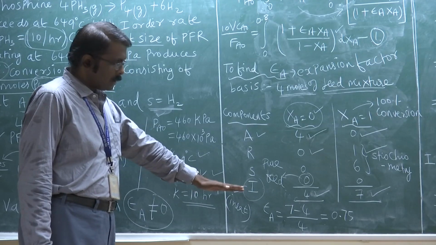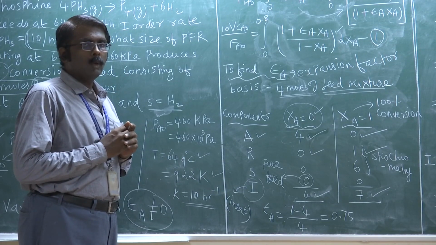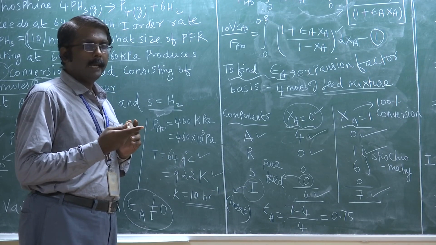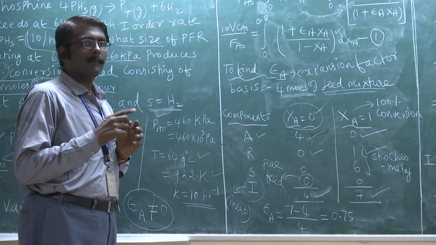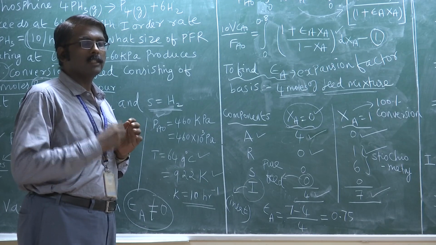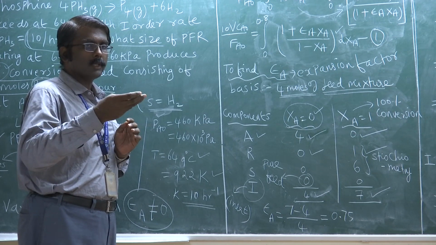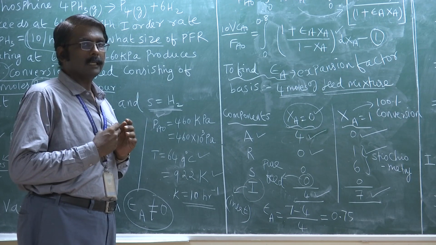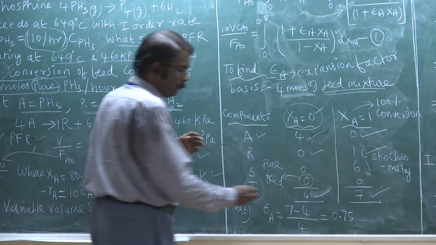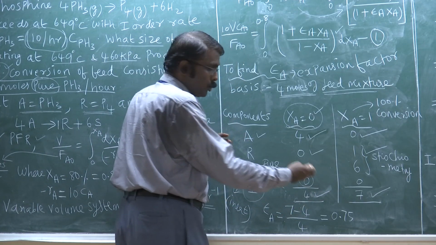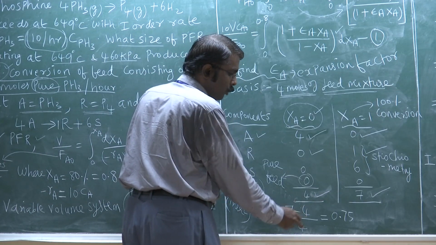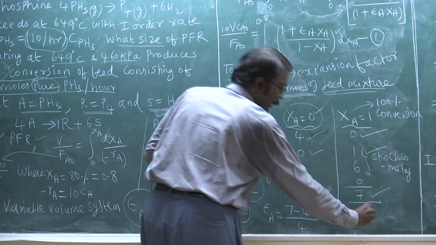Expansion factor epsilon A is equal to volume at Xi equal to 1 minus volume at Xi equal to 0, divided by volume at Xi equal to 0. It is the fractional change in volume between no conversion and the complete conversion of reactant. That is called expansion factor. Substituting the values in the formula, 7 minus 4 by 4 is equal to 0.75.